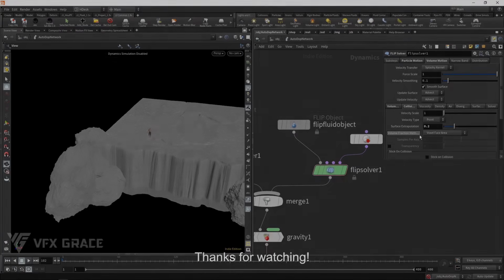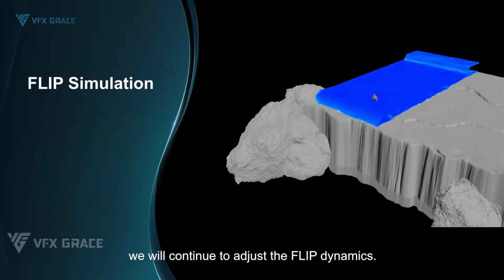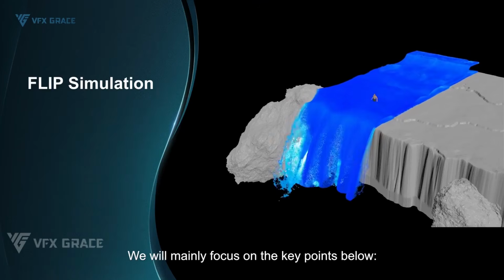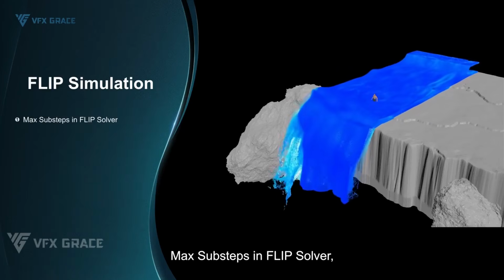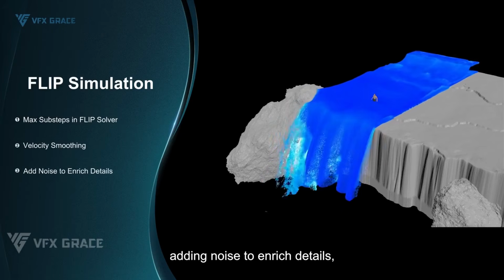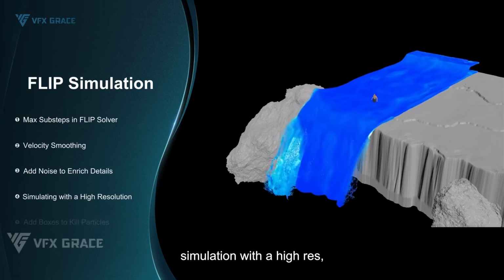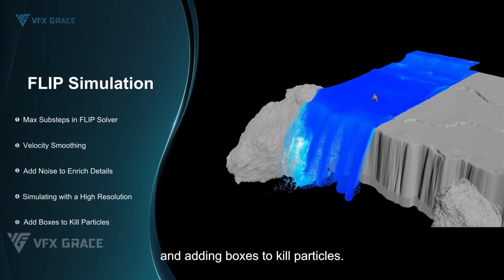Thanks for watching! In this video, we will continue to adjust the flip dynamics. We will mainly focus on the key points below: max substeps in flip solver, velocity smoothing, adding noise to enrich details, simulating with a high res, and adding boxes to kill particles.